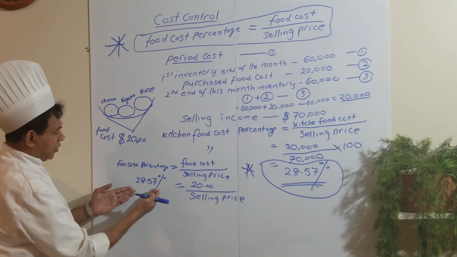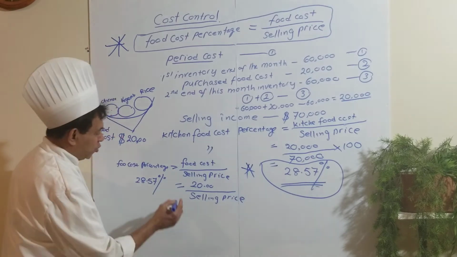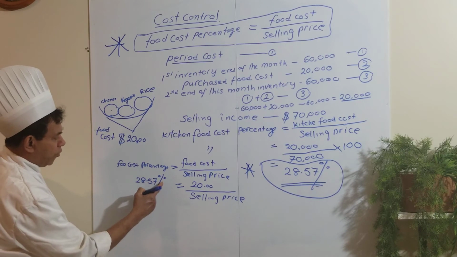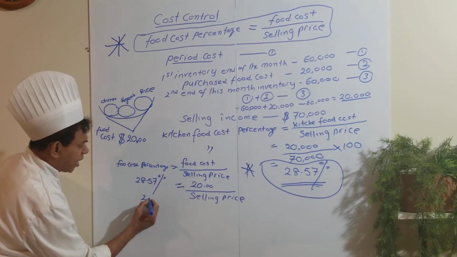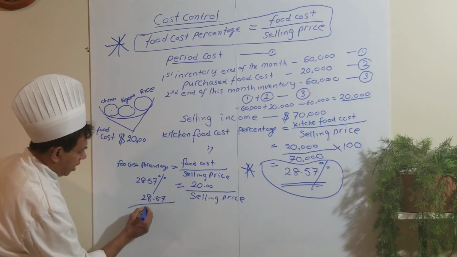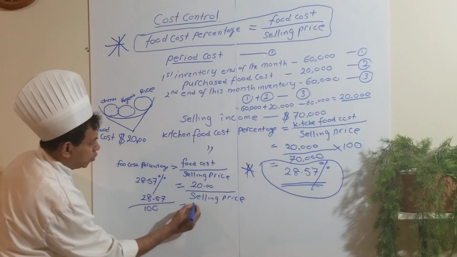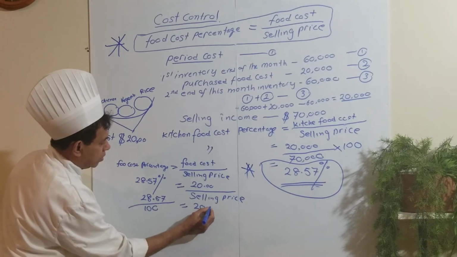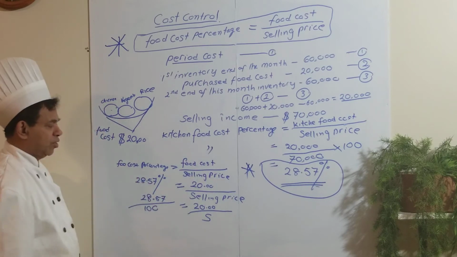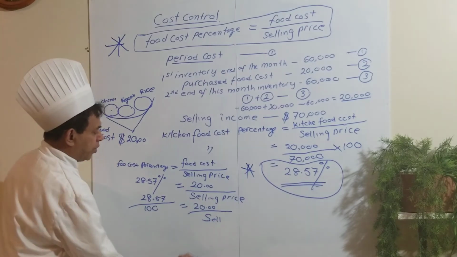Now, these are my figures. After that, it is mathematics. When we have an equation like that, with the percentage 28.57, I can write it down like this: 28.57 divided by 100 equals $20 divided by the selling price, which I mention here as S. This is the one I want to find out.